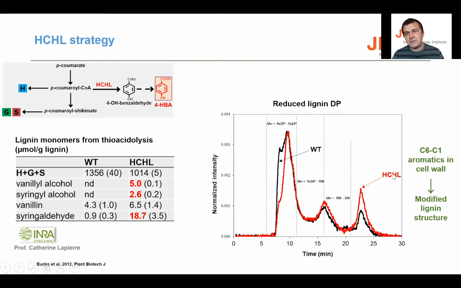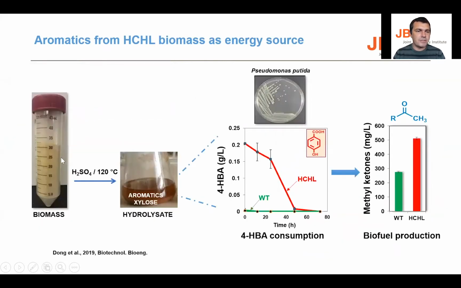And you can see that in the case of the transgenics, there is an enrichment in the smaller lignin fragments. Instead, the large lignin fragments are reduced compared to wild type. So there's a reduction of the lignin size, a reduction of the degree of polymerization, which we think contributes to the improvement of saccharification.